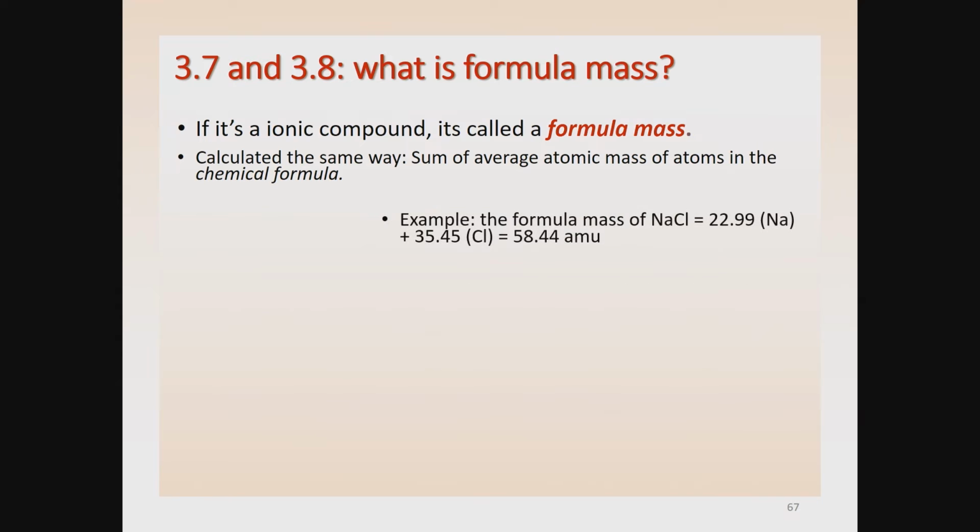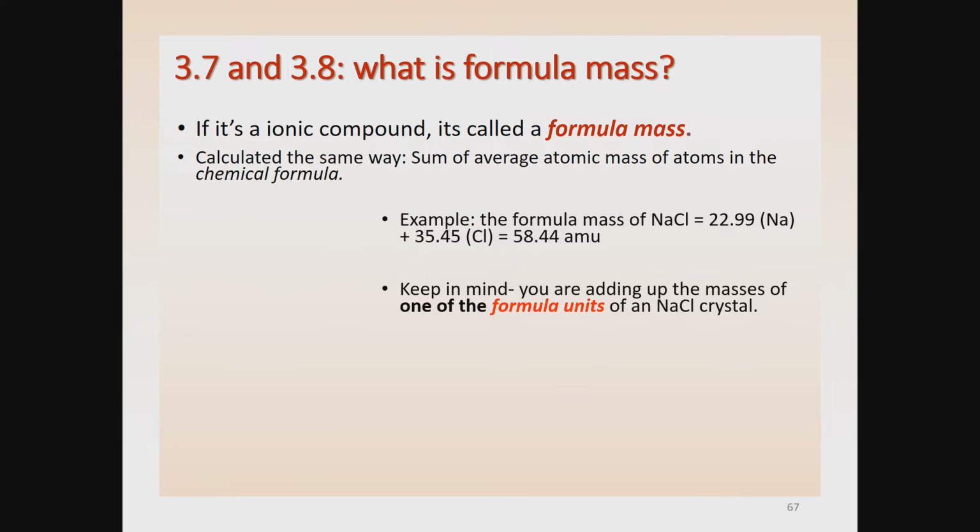You can do the same thing for ionic compounds. Now it's just called a formula mass. So just to remind you what that is all about, let's say you had sodium chloride, and as you know, 1 sodium atom binds to 1 chlorine atom. And so you can calculate a formula mass for sodium chloride pretty easily. You just add up the average atomic mass of sodium, which is 22.99, plus the average atomic mass of chlorine, which is 35.45. And you get that value, 58.44.